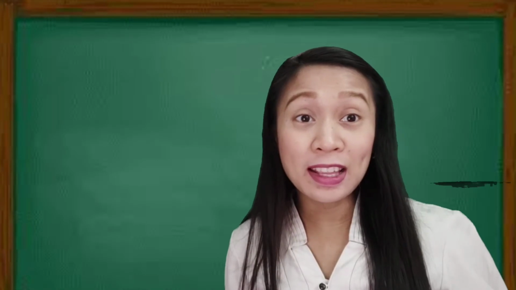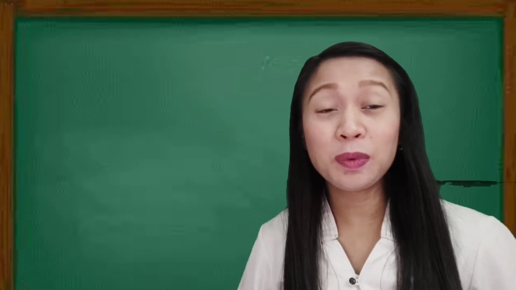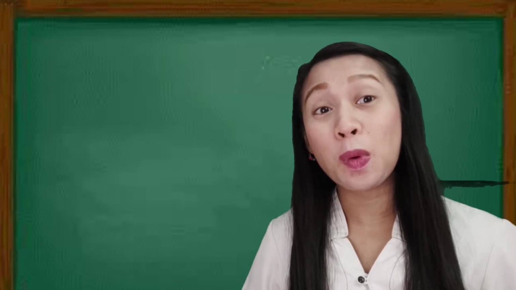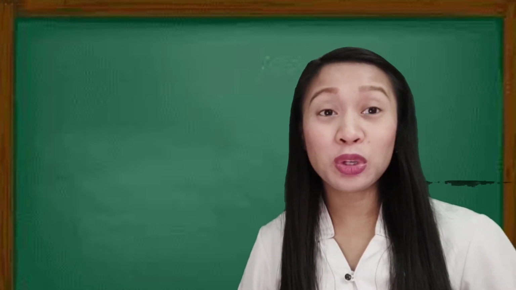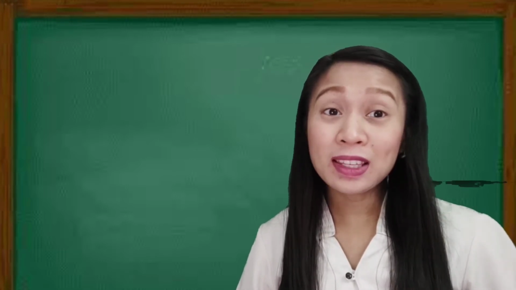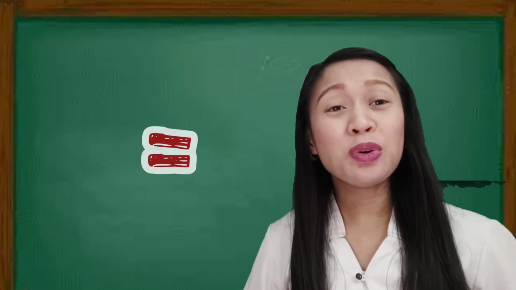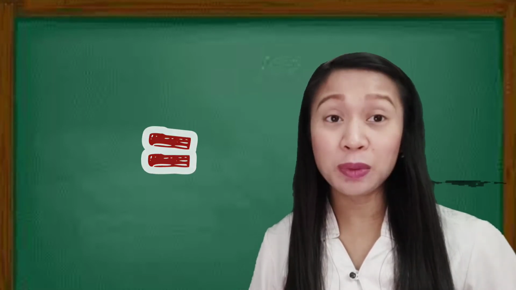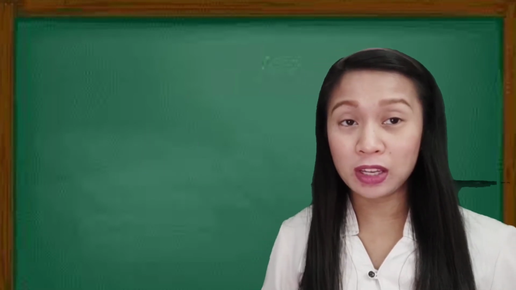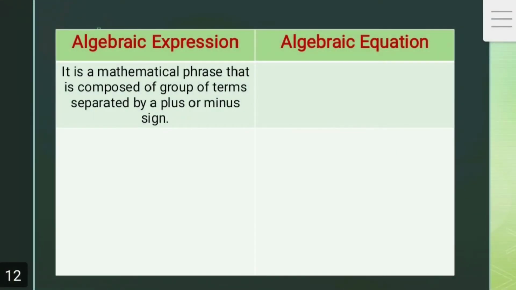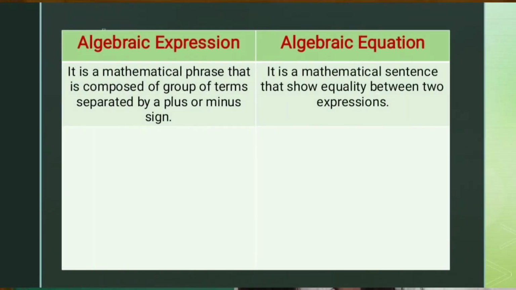So, did you notice anything? Correct. On the algebraic equations, from the word equal, the most common symbol that you would see on the equations is the equal sign. So, what is the difference between an algebraic expression and an algebraic equation? Algebraic expressions are mathematical phrases that are composed of a group of terms separated by a plus or minus sign. While an algebraic equation is a mathematical sentence that shows equality between two expressions.